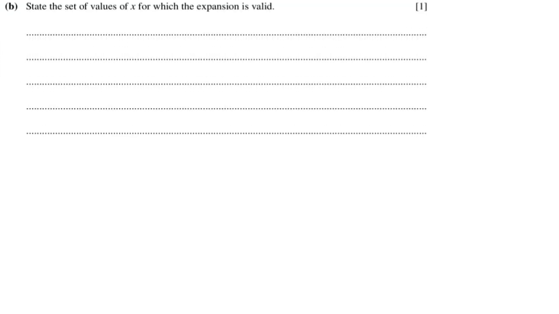Part B, state the set of values of x for which the expansion is valid. If you check the binomial series expansion formula, I'm not going to write the whole formula, 1 plus x to the power of n. If this is the form, then this expansion will only be valid, or you can say converges, if mod x is less than 1.